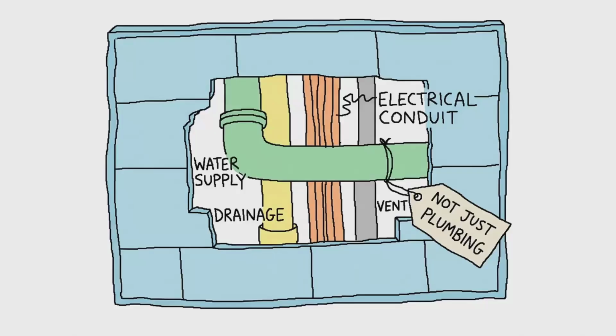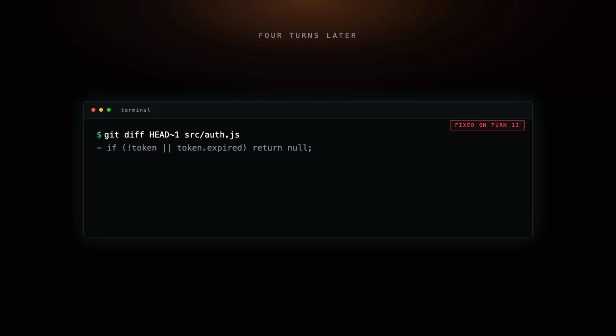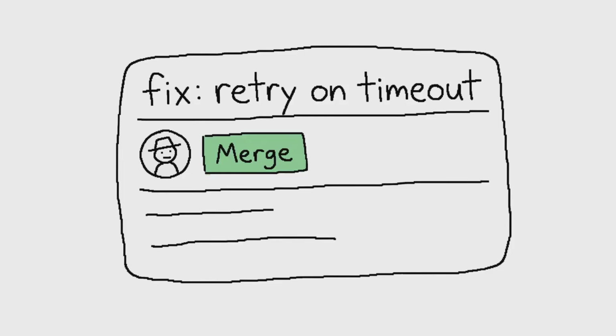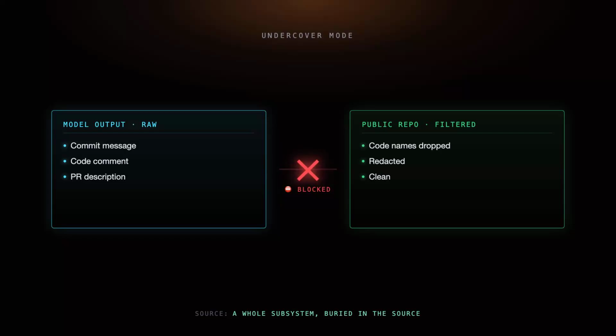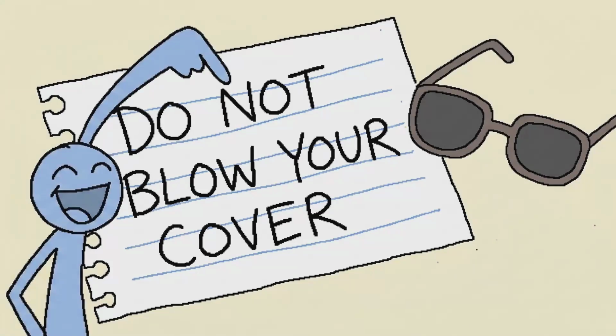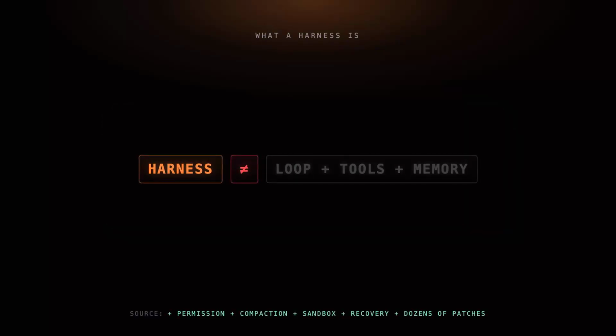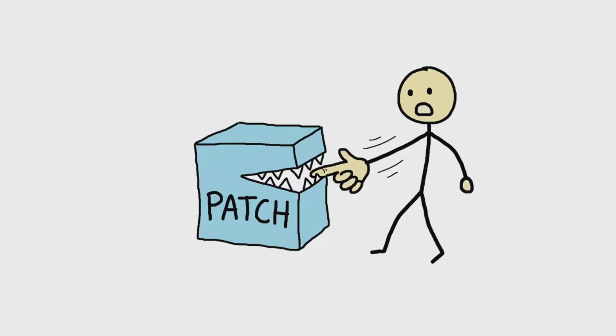And the leak didn't just expose plumbing. Buried in there was a whole subsystem people started calling undercover mode, built to stop the model from leaking Anthropic's internal project code names while it's out there contributing to someone's open source repo. One line from the injected instructions got quoted everywhere. Do not blow your cover. Funny detail. Also a reminder that a harness isn't just loop plus tools plus memory. It's dozens of small specific patches for situations someone actually hit in production, and you will not think of most of them until they bite you.